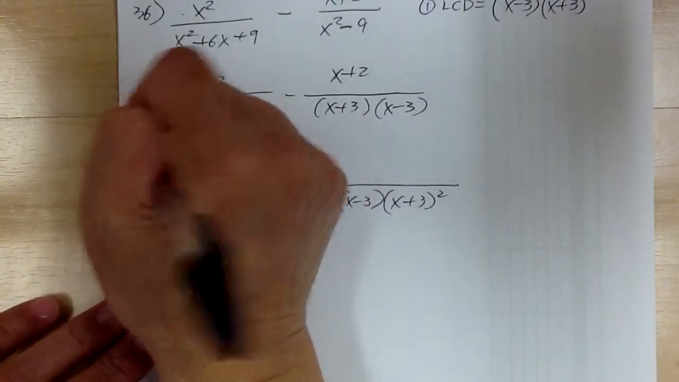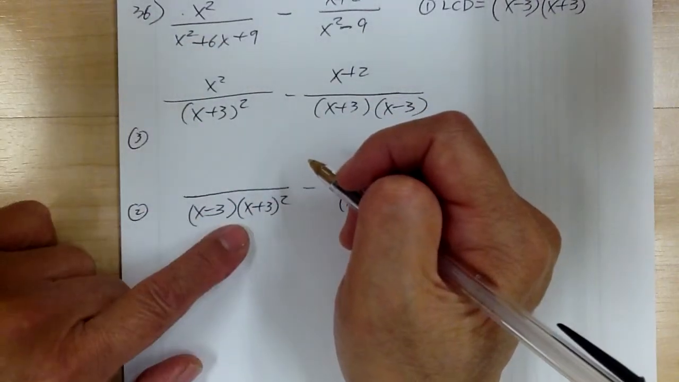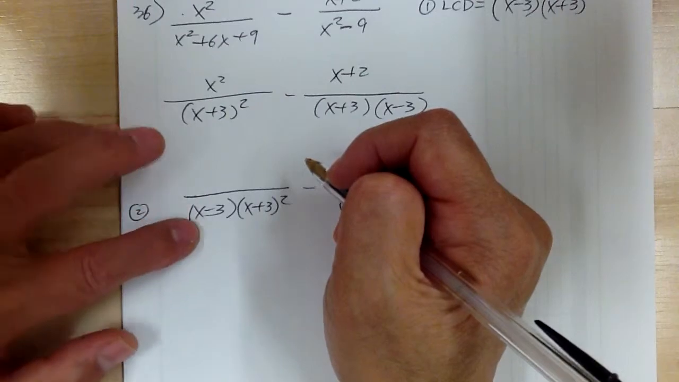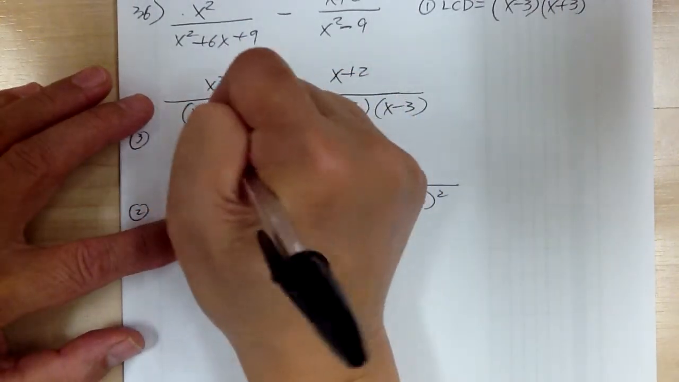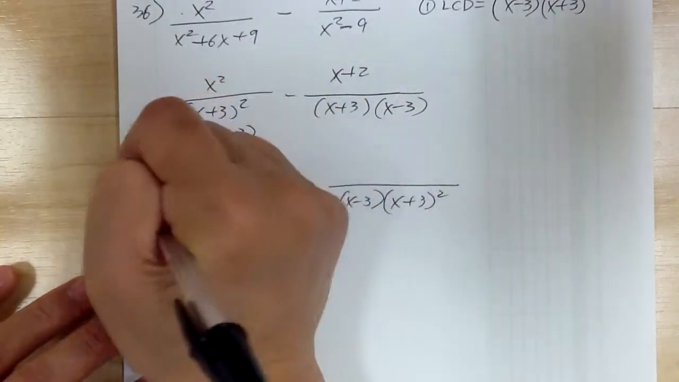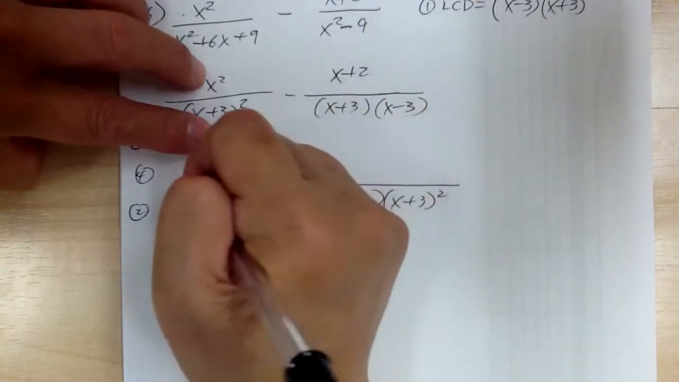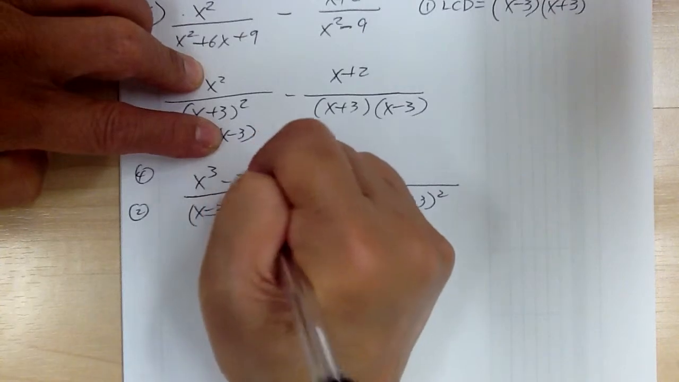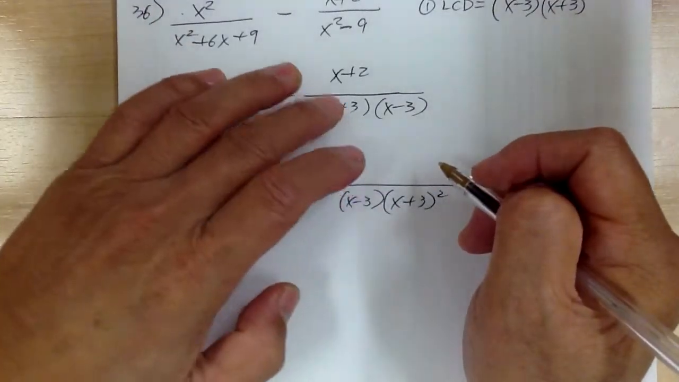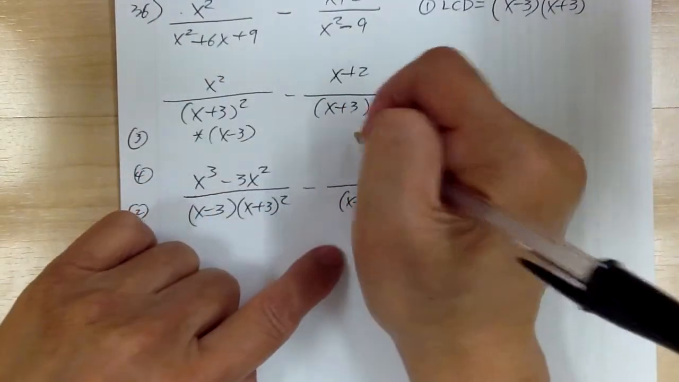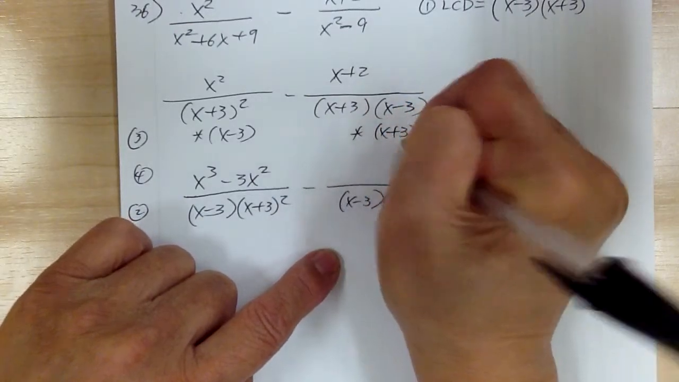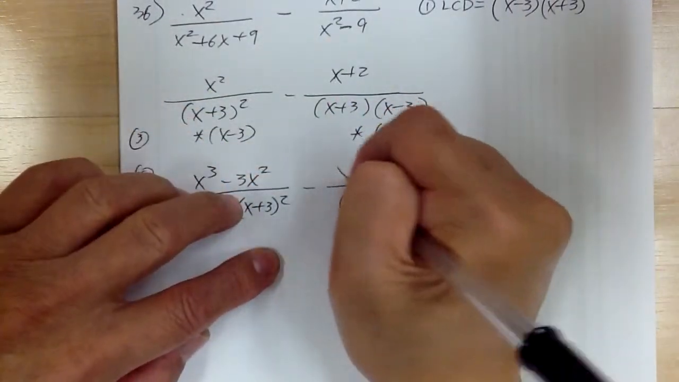Now you go to step 3, see how you're going to get from here to here. What are you missing? You're missing this one here. So you're missing the x minus 3. Okay, so when you multiply, you're going to get x cubed minus 3x squared. This one over here, from here to here, you're missing the x plus 3. So when you multiply, you're going to get x squared.